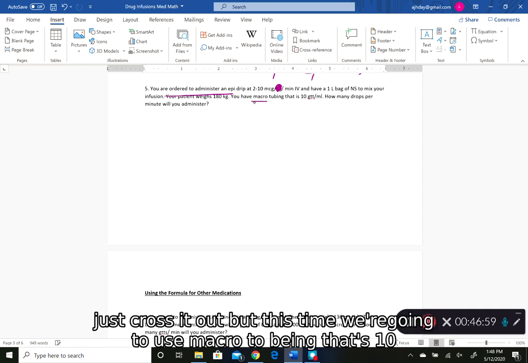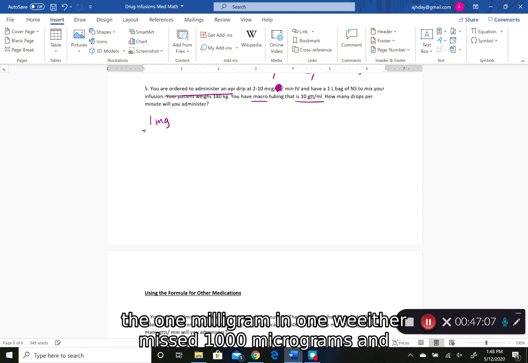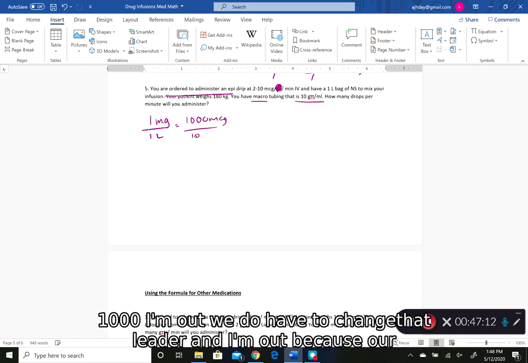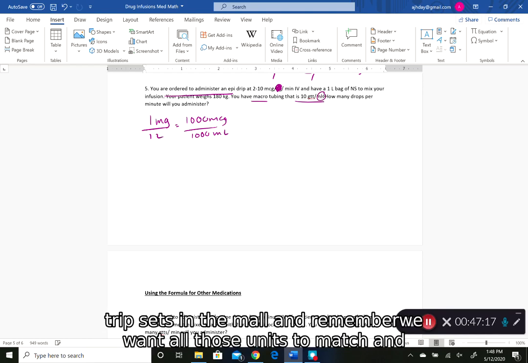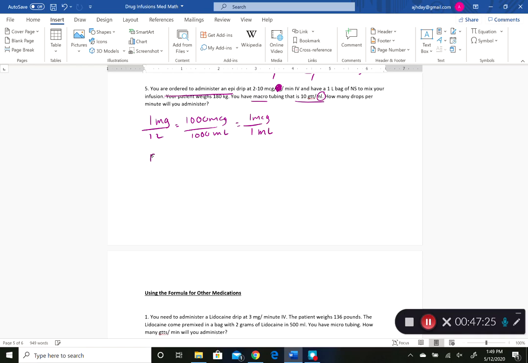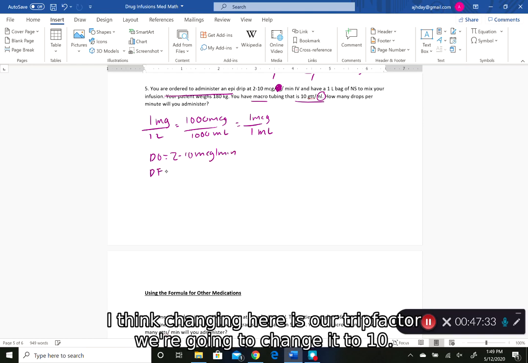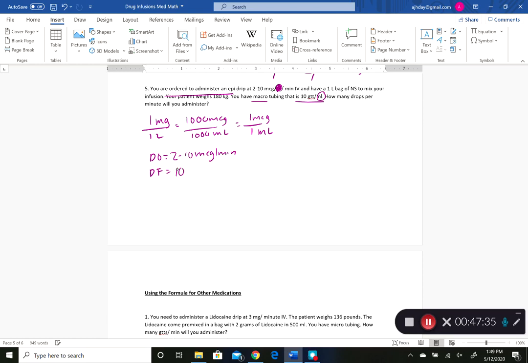But this time we're going to use macro tubing. That's 10 drops per ml. So we've already figured out that concentration. The 1 milligram in 1 liter is 1,000 micrograms in 1,000 mLs. We do have to change that liter to ml because our drip set's in ml, and remember we want all those units to match, and that gives us our concentration of 1 in 1. Dose ordered is still the same, 2 to 10 micrograms per minute. The only thing changing here is our drip factor. We're going to change it to 10.